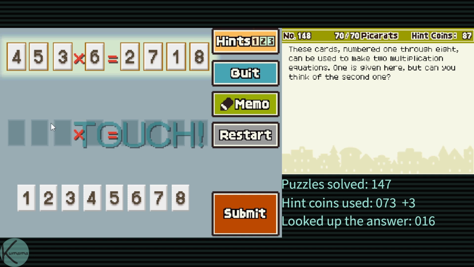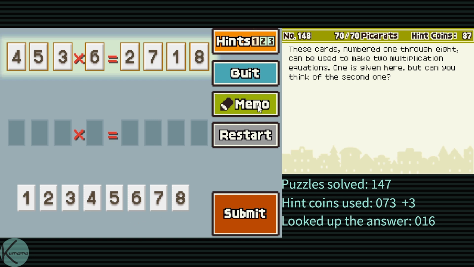Oh, okay. I was like, what do you mean? I see. Oh boy. Math. This feels like the one puzzle from Professor Layton where it's like, what equation would you have to do to get like 3, 3, 3, 3, 3, 3, or something like that?